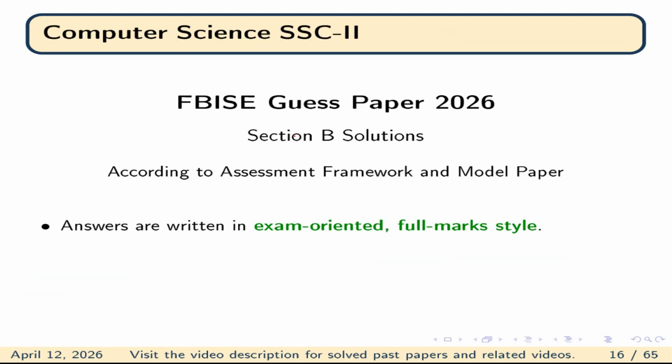This is section B. In this section, you will answer short response questions, and each question carries 2 marks. These questions are designed to test your conceptual understanding of the topics rather than simple memorization. All the questions in this section include an OR option, which means you only need to attempt one question from each pair. So read both options carefully and choose the one you understand better.